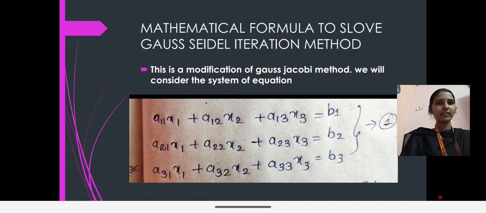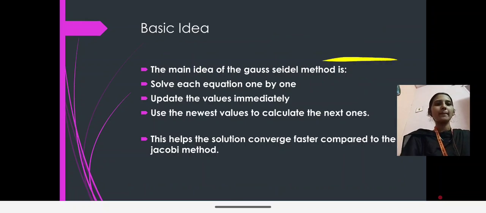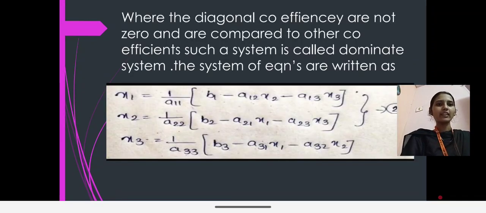Mathematical formula to solve the Gauss Seidel iteration method. This is a modification of the Gauss-Jacobi method. We consider the system of equations as a11x1 + a12x2 + a13x3 = b1, a21x1 + a22x2 + a23x3 = b2, a31x1 + a32x2 + a33x3 = b3. These are equation 1, where the diagonal coefficients are not zero and are large compared to other coefficients. Such a system is called a diagonally dominant system.